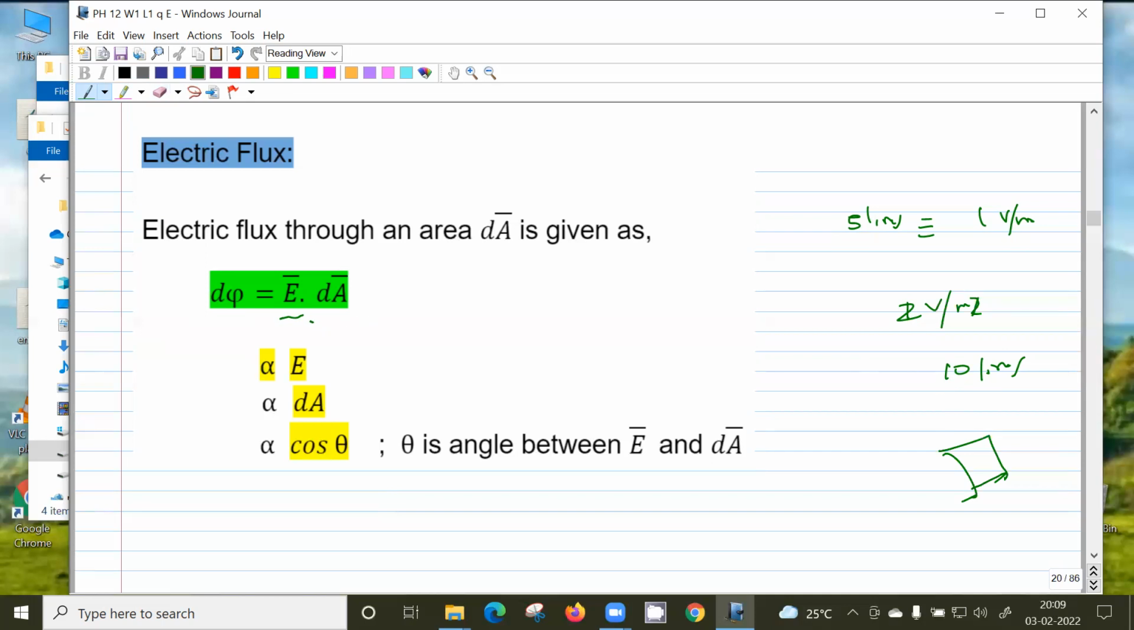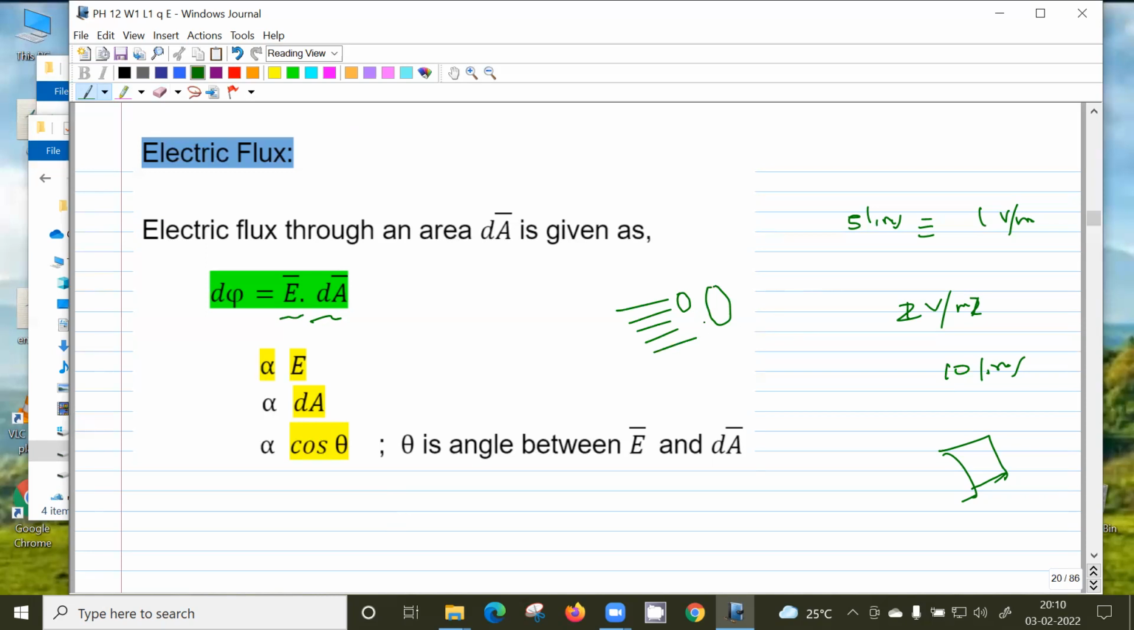If the size of the area is more, then the number of lines will be more. Suppose this is the electric field. If you take this area, the number of lines cutting it will be less. If you take a bigger area, the number of lines cutting it will be more. So the electric flux is also proportional to the area. Is this clear? Yes, sir.